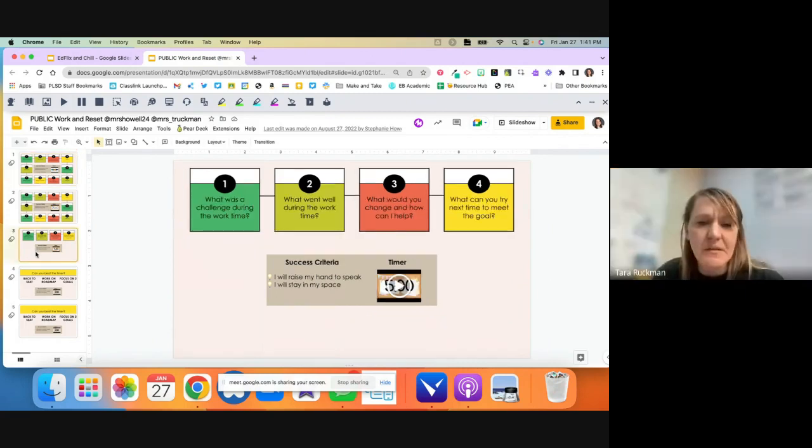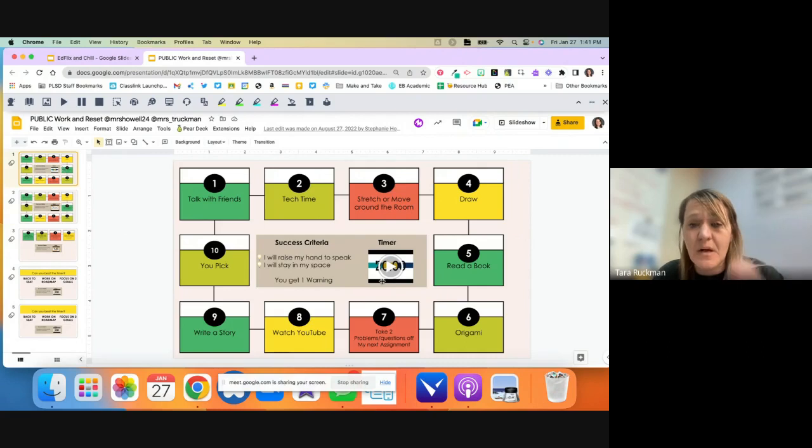I have used this in kindergarten, second grade, junior high, and high school. All of those expectations or success criteria change based on the level you are in. When I used it with high school students, the success criteria was to put your phone away and not touch your phone for 25 minutes. We used a 25-minute timer versus a 20-minute timer.